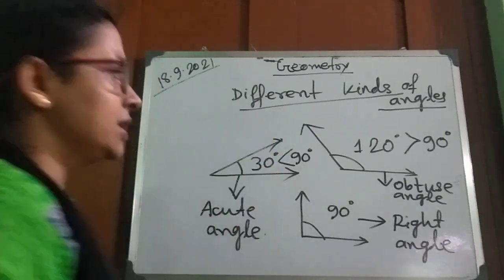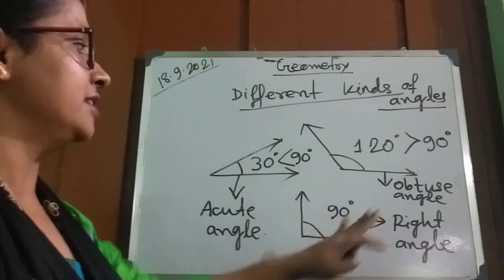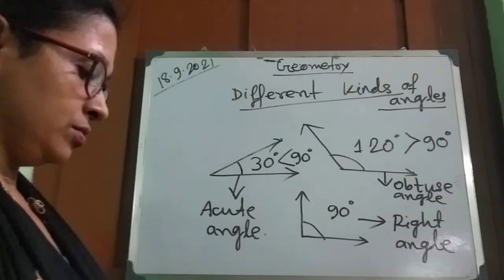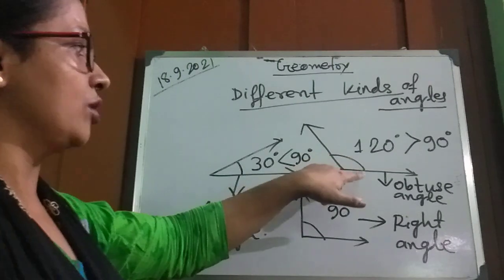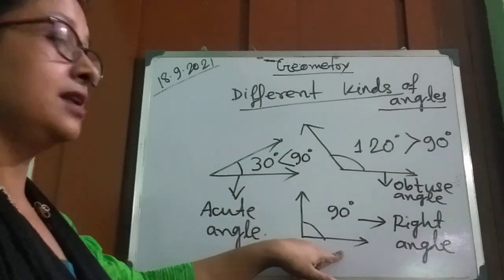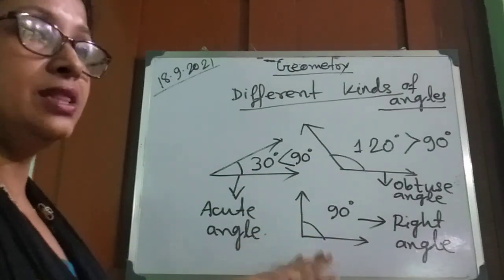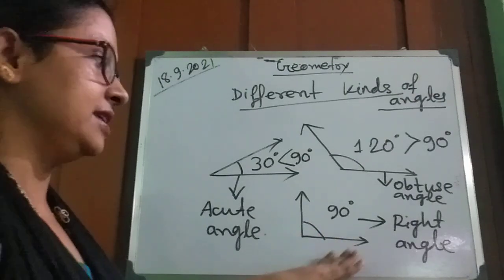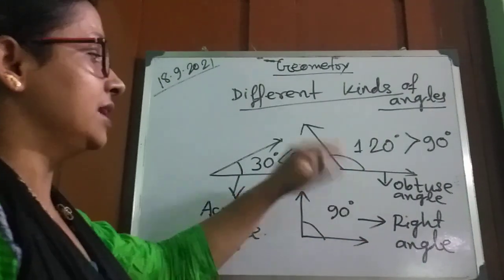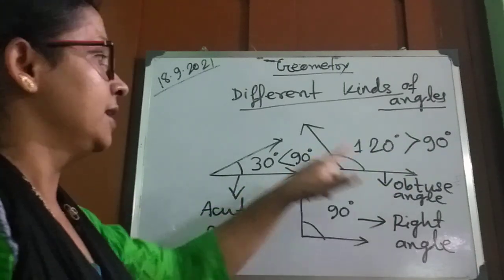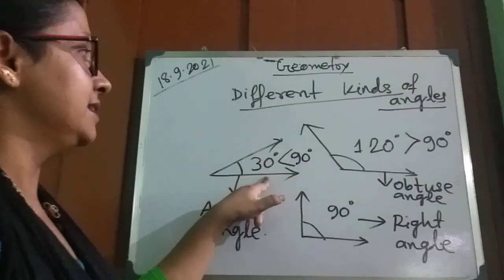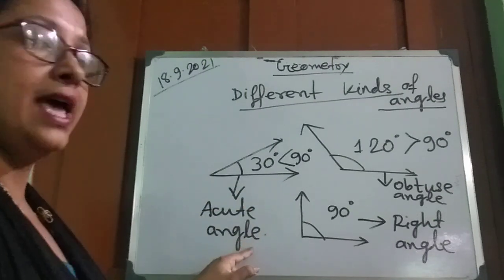So what are the types of angle? There are three main types of angles. One is acute angle, another is obtuse angle, another is 90 degree right angle. When the value of the angle is 90 degree, it is called a right angle. When the value of the angle is more than 90, this is called an obtuse angle. And when less than 90 degree, that time it is called an acute angle.